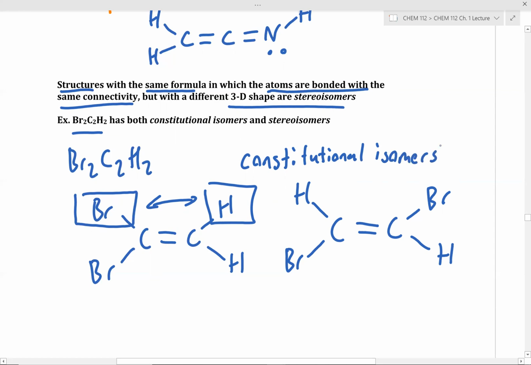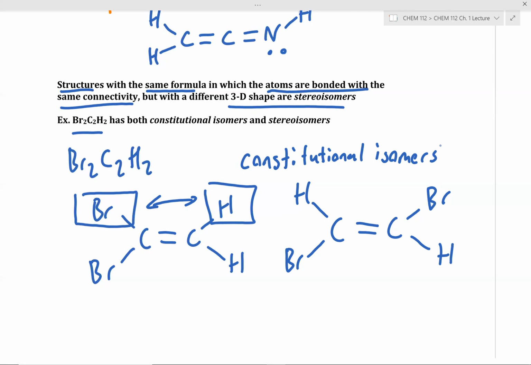Because is our connectivity of atoms the same? Are the same atoms bonded in the same arrangement? Oh, no. No, they're different, right? This carbon in this structure has two bromines. This carbon in the second structure only has one. So the connectivity of our atoms is different.